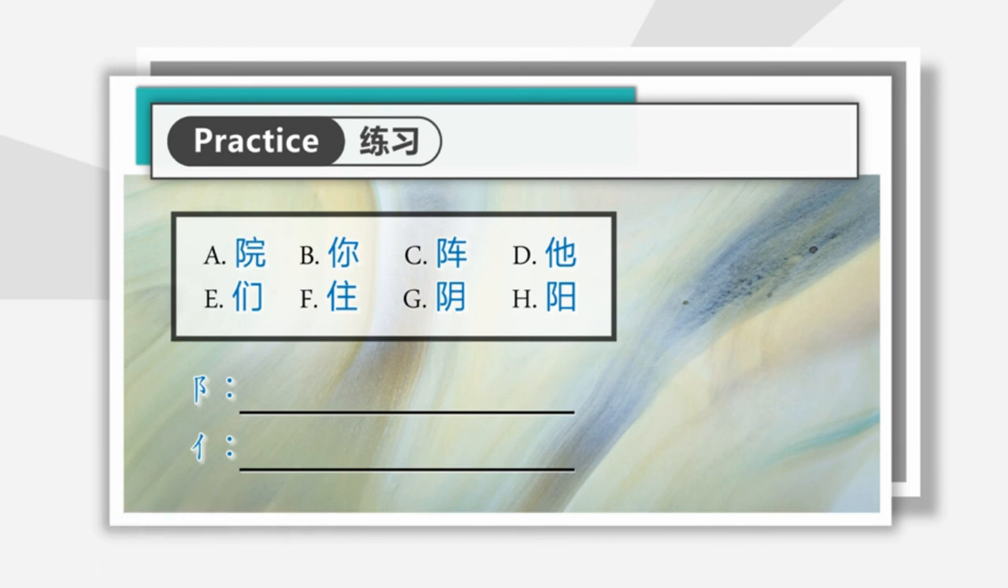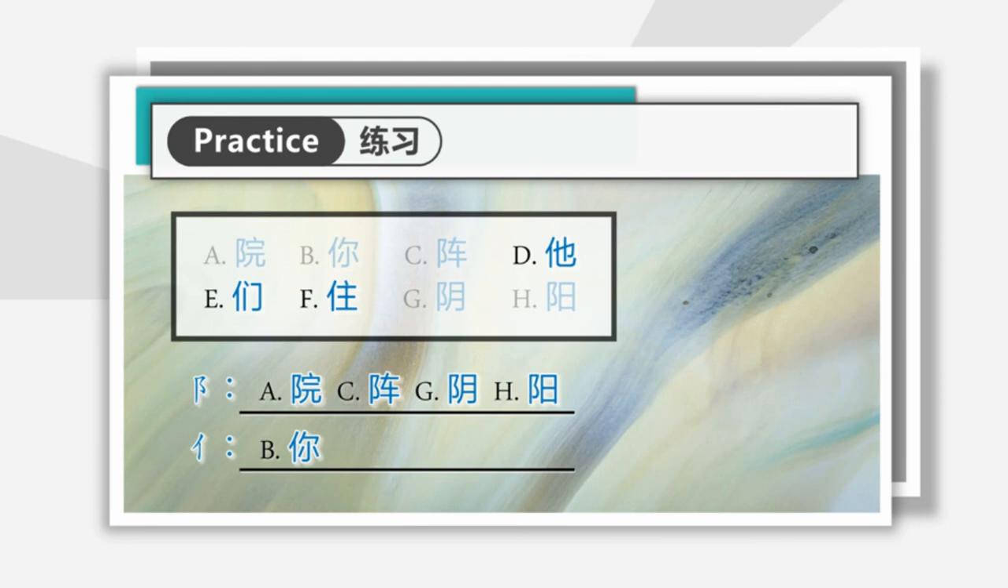Look at the characters and group them with the same radical. 耳刀旁: A, 院; C, 镇; G, 阴; H, 阳. 单人旁: B, 你; D, 他; E, 们; F, 住.